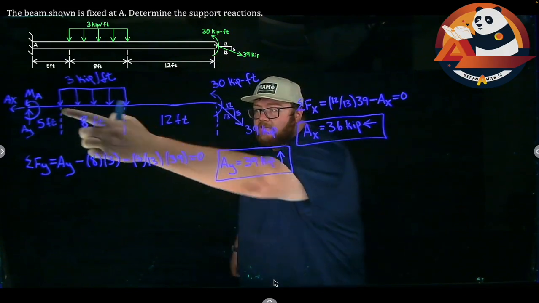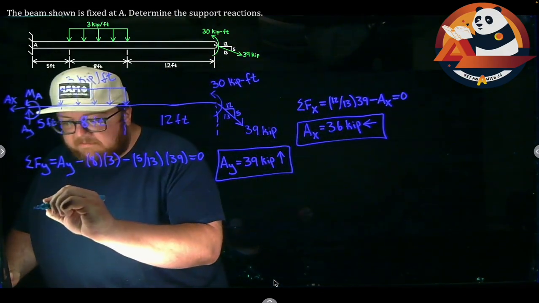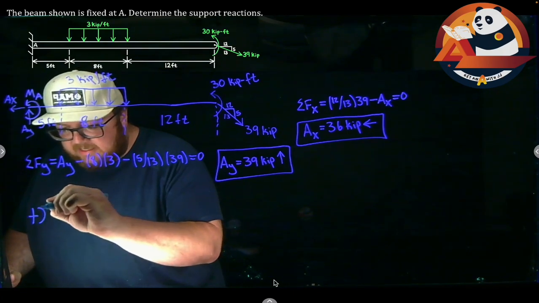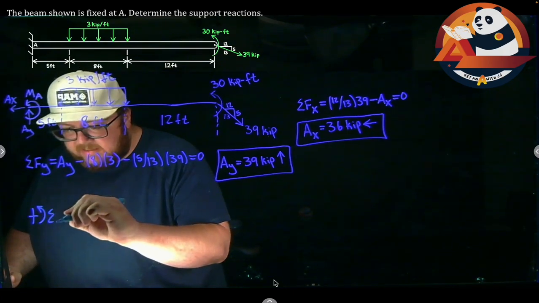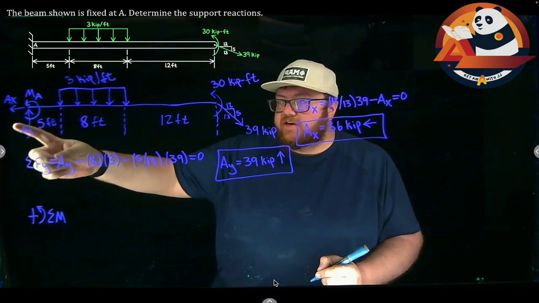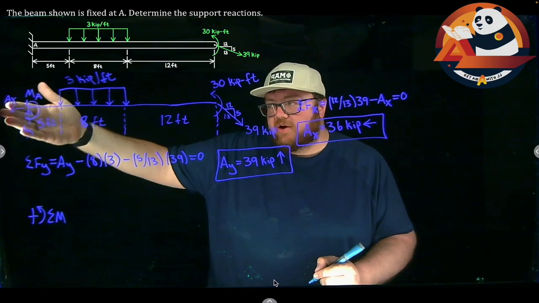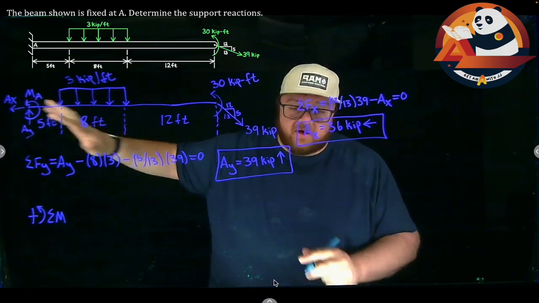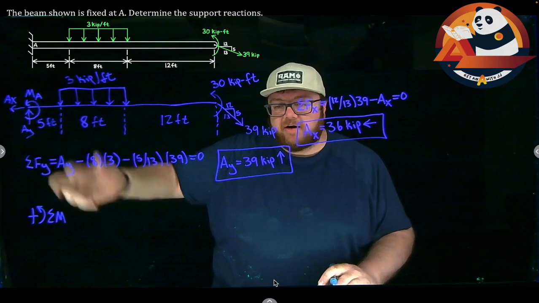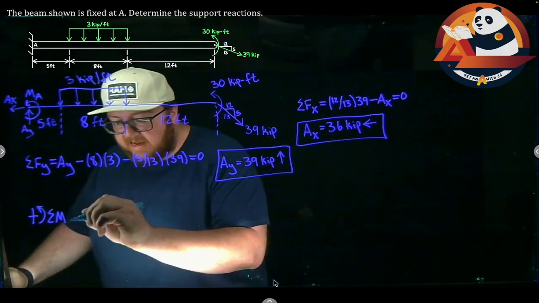And then the last unknown that I need is MA. So I'm going to start out by just summing moments. We'll say positive goes counterclockwise. I can choose a point here. Since I know AX and AY, I could literally pick any point anywhere in the world, and it would work out for us. But we could be smart and just sum moments at point A.